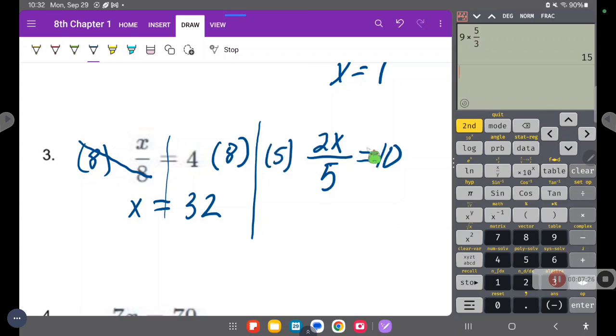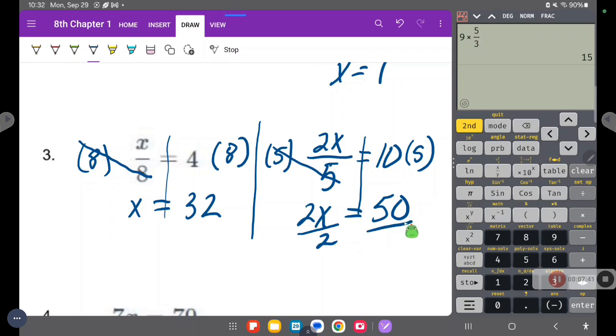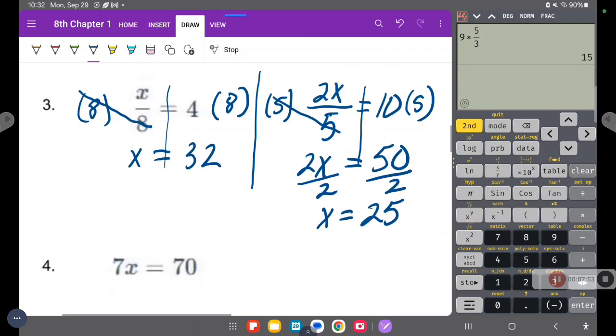Thank you. So that's going to cancel. So we'll have 2x equals 50. And then we would, last step, divide by 2. So x equals 25. It's not that hard, though.